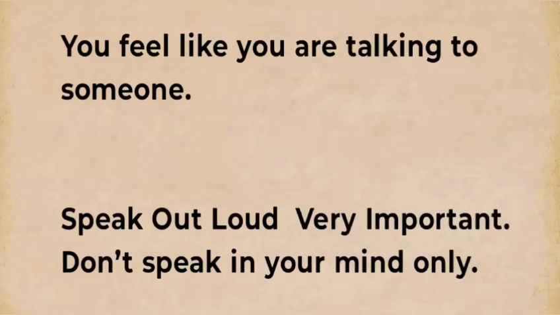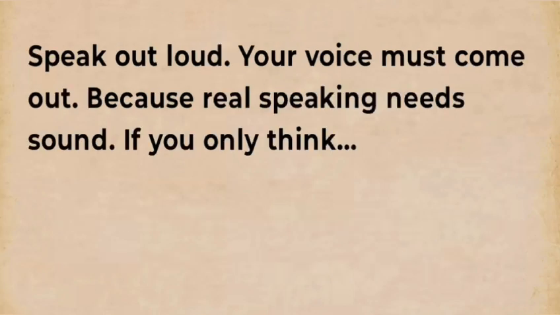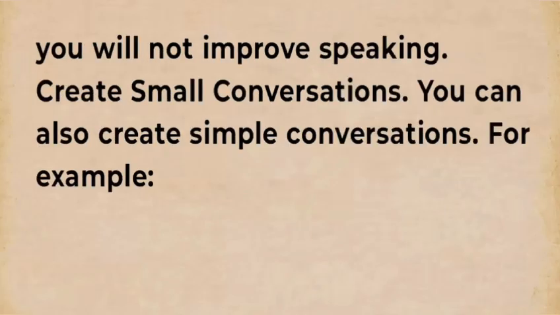Speak out loud, very important. Don't speak in your mind only, speak out loud. Your voice must come out, because real speaking needs sound. If you only think, you will not improve speaking.